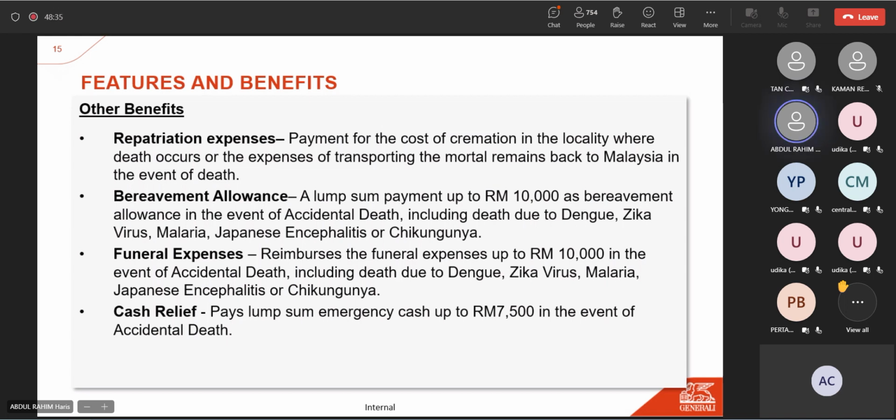As I mentioned earlier, this policy is for persons based in Malaysia. So the pricing and all is based on those who are working in Malaysia or based in Malaysia.